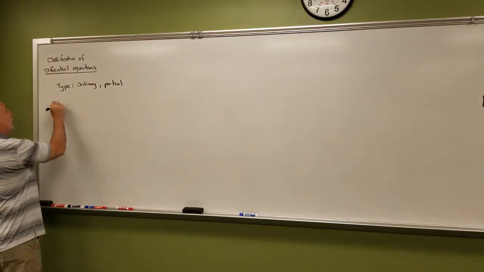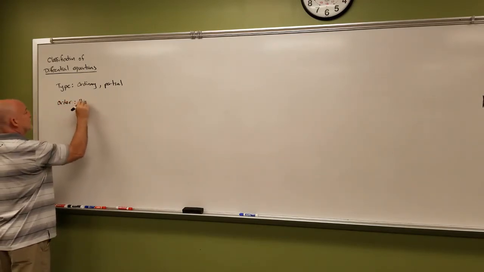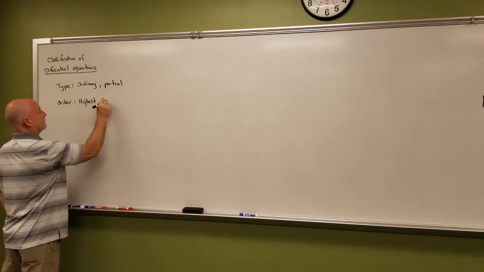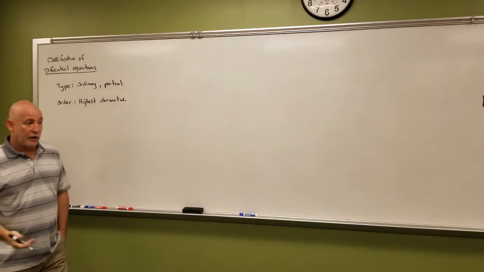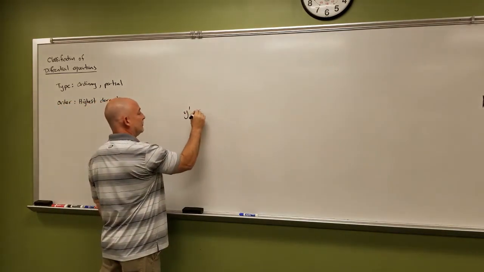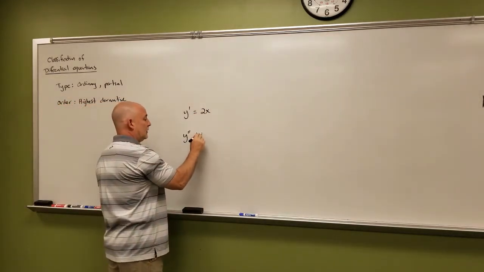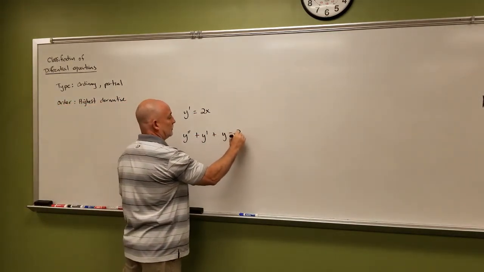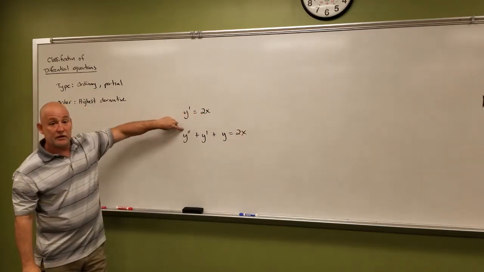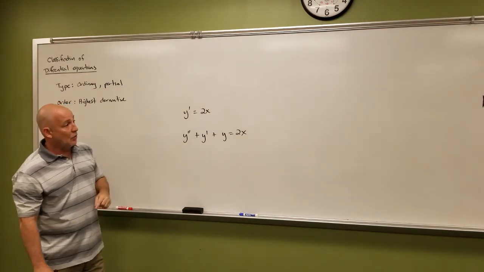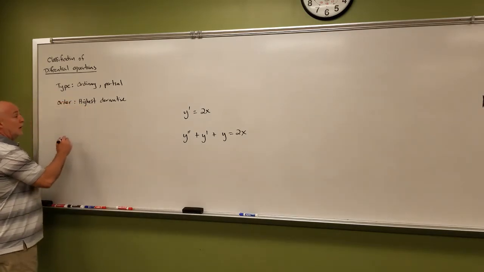Then we're going to talk about what order it is. The order of the differential equation is really just the highest derivative. So a first order differential equation is one where the highest derivative would be like y prime. A second order would be, well, a little bit harder looking, but you see the highest derivative present is a second derivative, so this would be a second order differential equation. Very, very simple for that one.